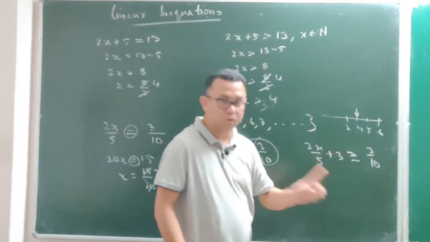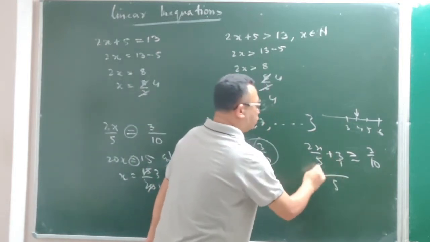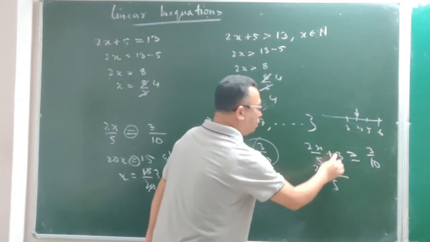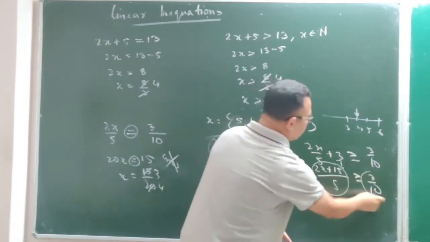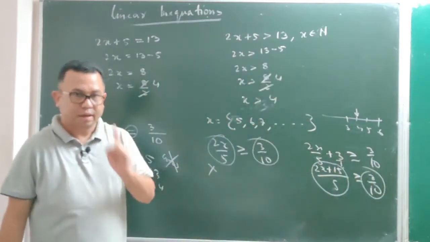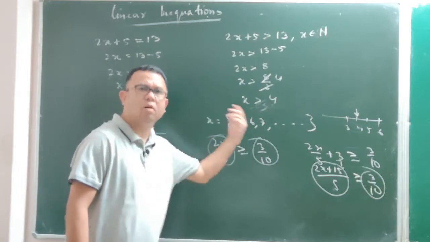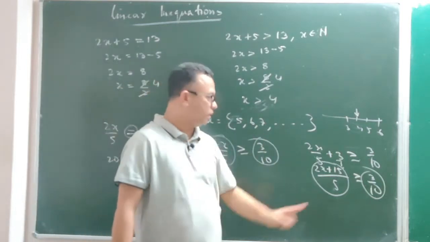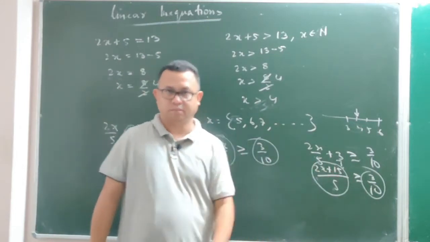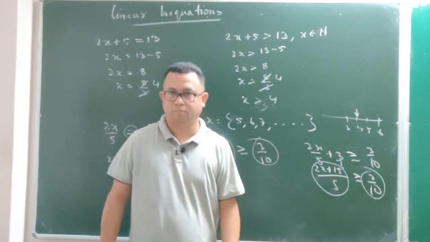So first you convert them into a single fraction by taking the LCM like this. The LCM between these two is 5, so this will be 2x plus 5 into 3, 15, greater than or equal to 3 by 10. Now you can see the left side is a single fraction, the right side also a single fraction. So every time in inequation when you have fractions, either only on this side, or only on that side, or maybe both sides, step 1 is to convert both sides into a single fraction. I have converted it, as you can see, into a single fraction.